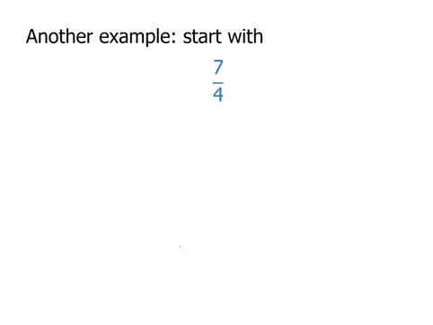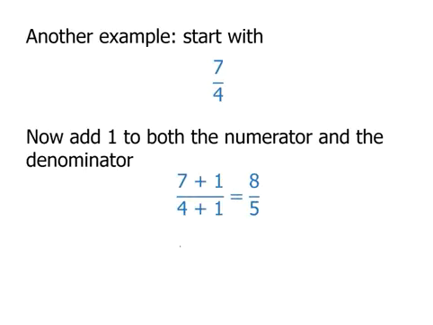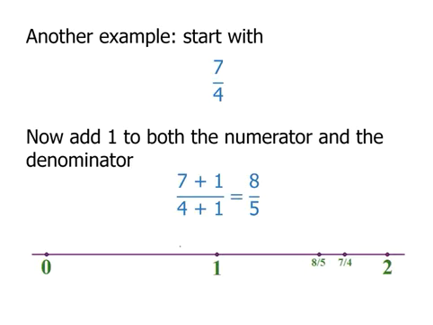Now start with something bigger than 1. Start with 7/4. And let's just say we add 1 to the numerator and denominator, 8/5. So now we're going to move toward 1 again, but because it's bigger than 1, it's going to move down to move toward 1. So moving from 7/4 to 8/5, we actually move to the left. We move down. So 8/5 is less than 7/4.